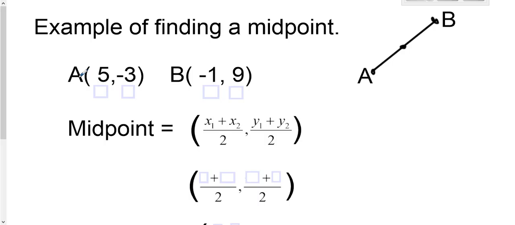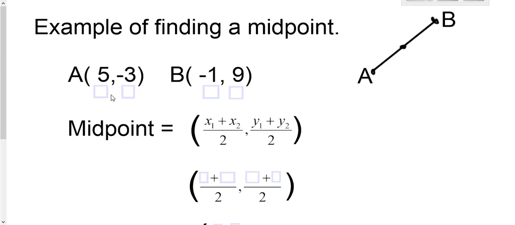Okay, so we're saying the coordinates of the point A over here are 5, -3, x and y. And B are -1 and 9, the x and y. And we use this formula, which basically says to find the x-coordinate of this midpoint right here, we're going to add up the x's from the 2 endpoints and divide by 2. And add up the y's from the 2 endpoints and divide by 2.